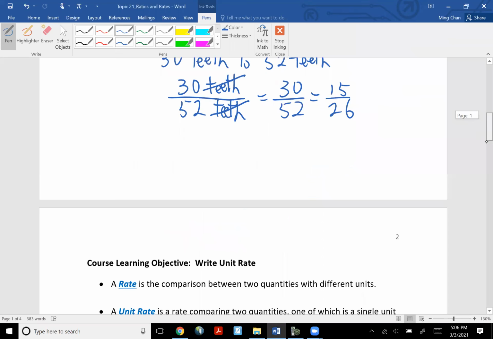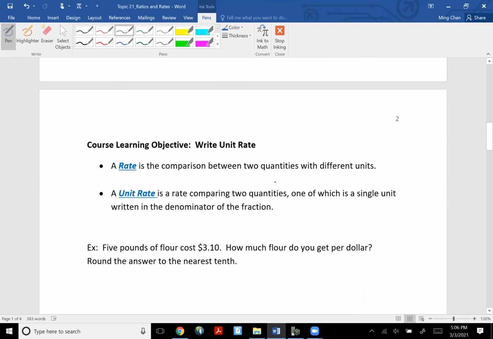Let's take a look at rates. A rate is a comparison between two quantities, two things with different units. Okay, so what do I mean by different units? If you have two units such as feet versus inches, these two units are actually not different, because you are able to convert feet into inches, and inches back into feet. So you can actually make the two units into the same kind of unit.